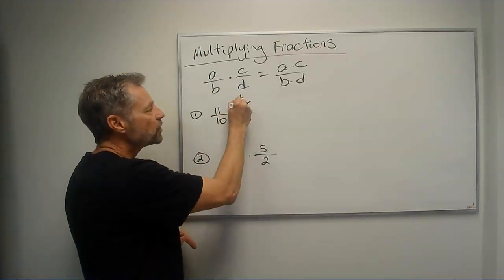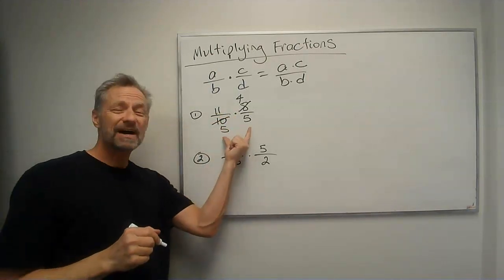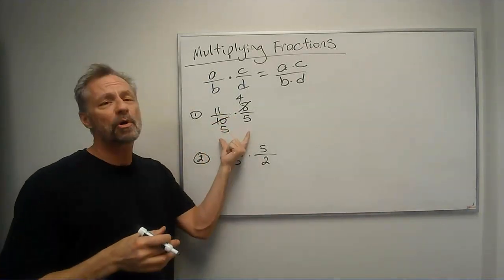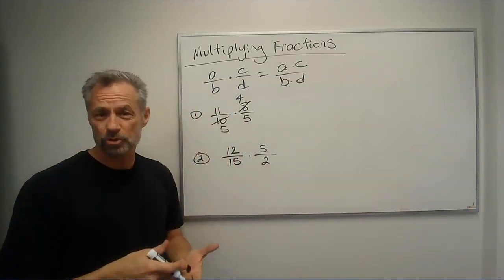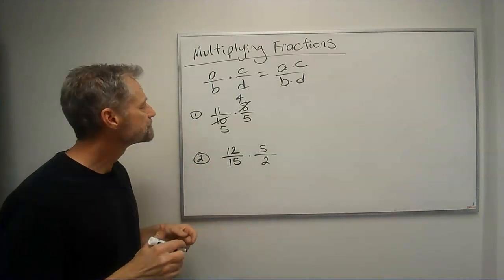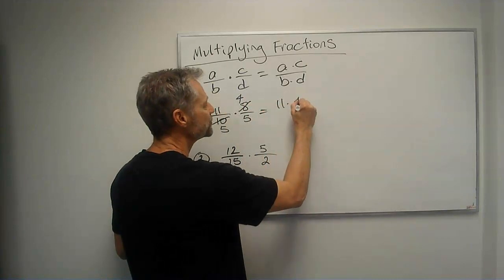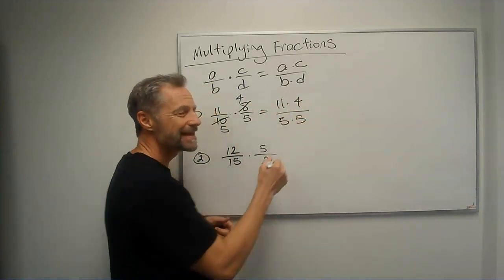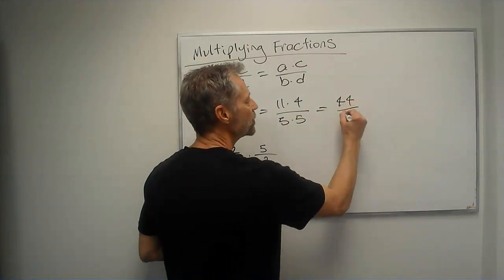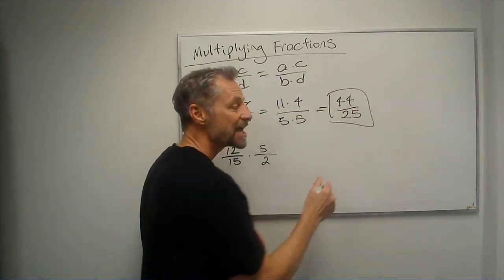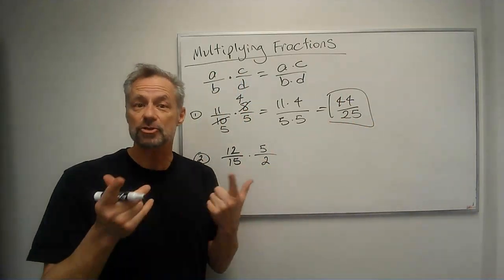2 goes in here 4 times, goes in there 5 times. Now I have common 5s on the bottom, but I can't cancel those, they're both on the bottom. You have to have one on the top and bottom to cancel because then it would reduce to 1 and essentially disappears. Now I multiply straight across. This is just 11 times 4 over 5 times 5. You can do that in your head. You don't have to write that down. But 44 over 25, that's your answer. This is fully reduced. All right, let's try another one.